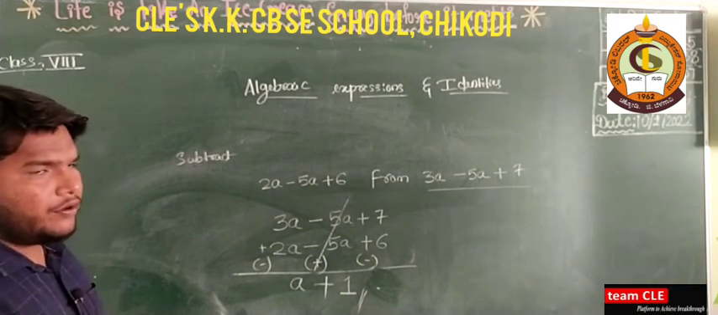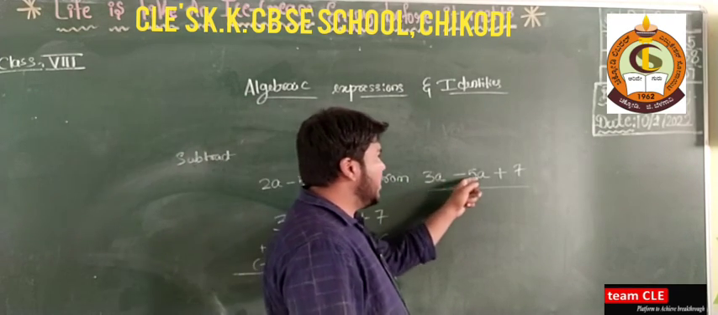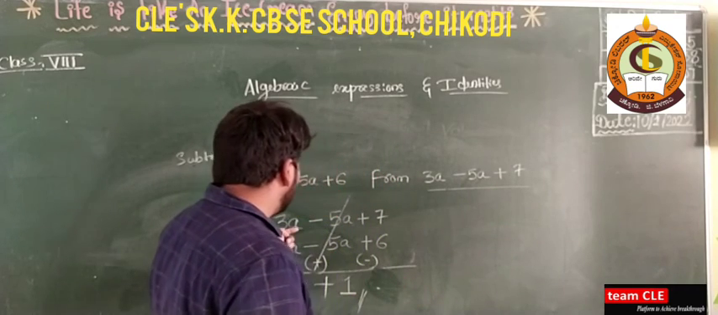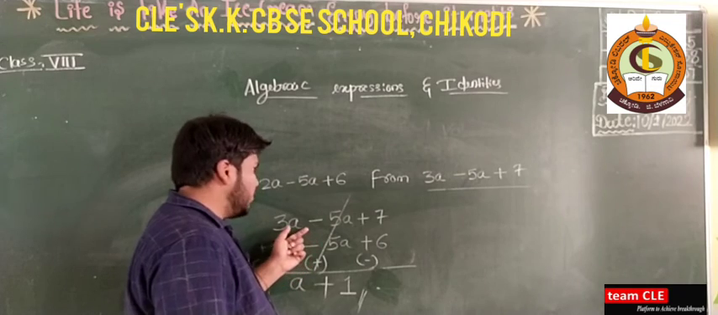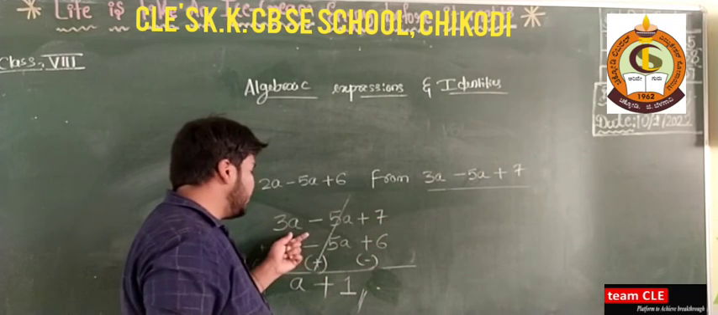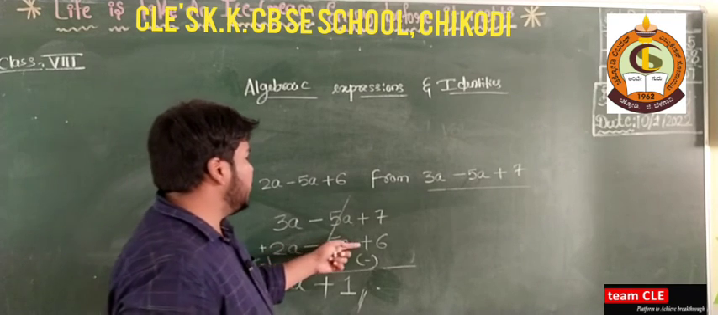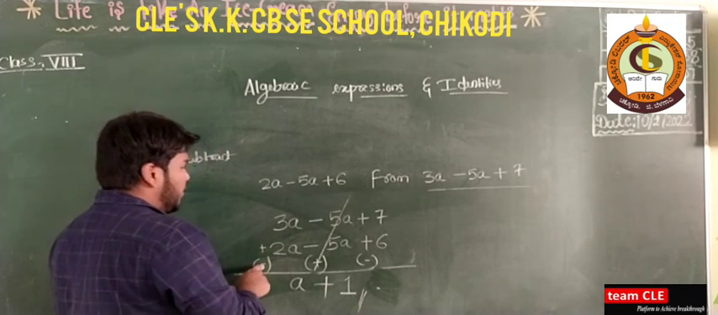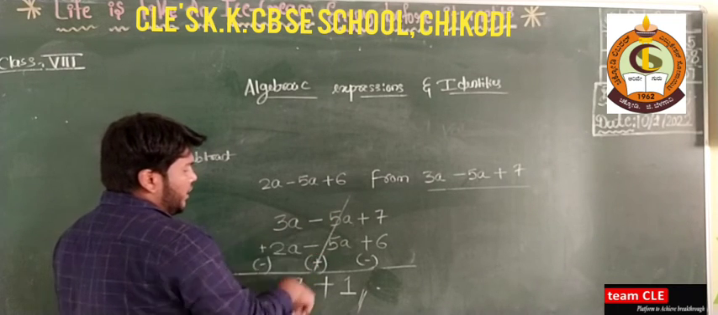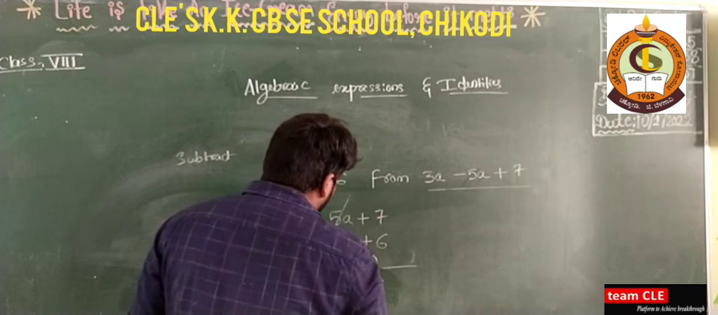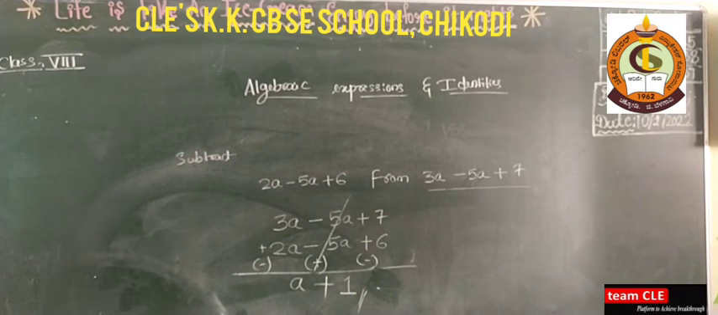So first, the expression is 2a minus 5a plus 6 from 3a minus 5a plus 7. You first write the expression from which we subtract, 3a minus 5a plus 7, and then the other one, 2a minus 5a plus 6. Here the plus will become minus. So 3a minus 2a will be a, plus 5a minus 5a get cancelled, and 7 minus 6 will be 1. So this is all about the subtraction of algebraic expressions.